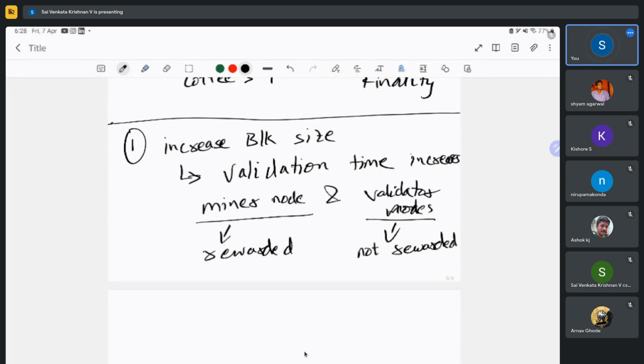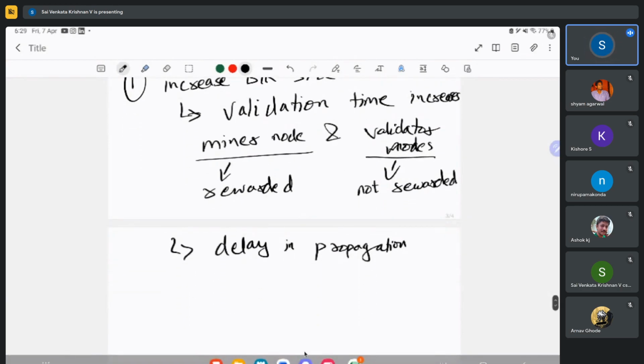The second drawback is that when we increase the block size, there can be a delay in propagation of the blocks. Because now, instead of sending a 2 MB block, you would be sending 4 or 10 MB, and you could be greedy and increase the block size to 1 GB. Sending 1 GB to all the other nodes in the network would take a lot of time, and we cannot be sure that all nodes have proper network bandwidth, and that will lead to network congestion.